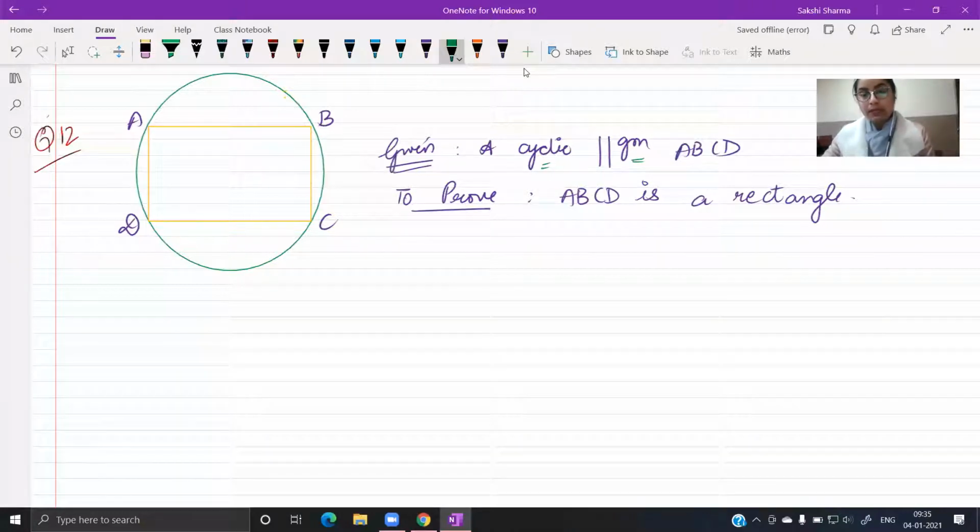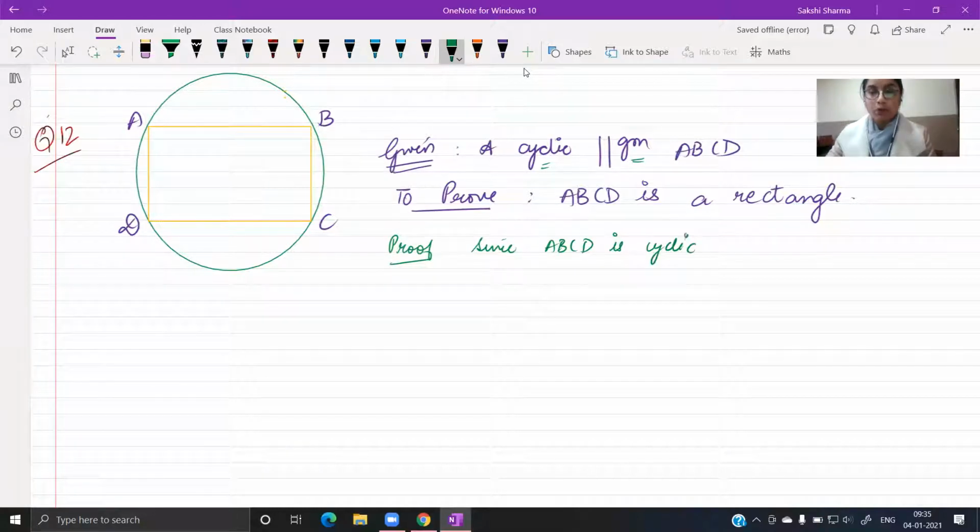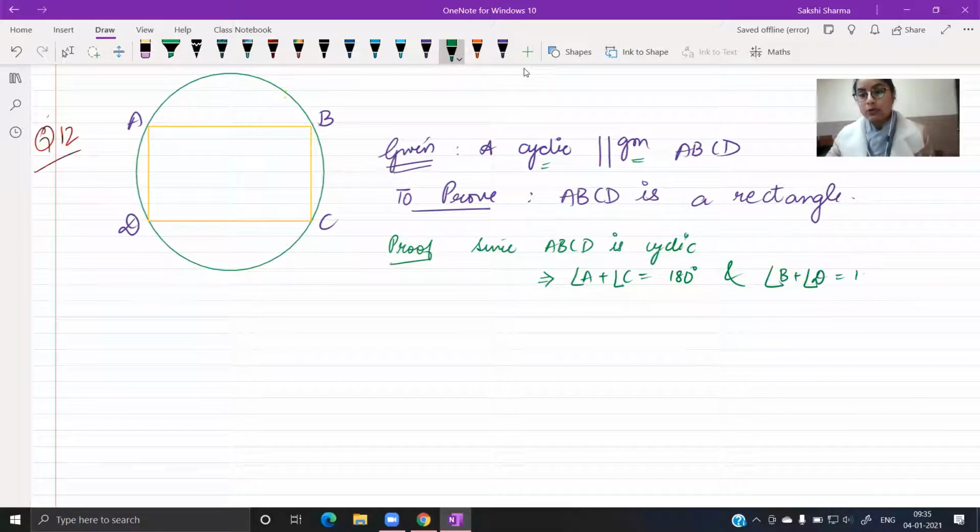So if we have a cyclic quadrilateral, the sum of opposite angles will be 180 degrees. Since ABCD is cyclic, the sum of its opposite angles will be 180 degrees. Angle A plus angle C will be equal to 180 degrees and angle B plus angle D is equal to 180 degrees. You can work with any one pair and you can write down that opposite angles of a cyclic quadrilateral are supplementary.